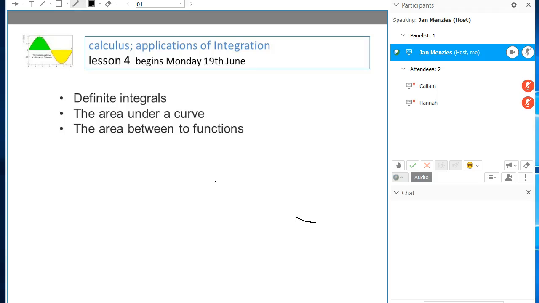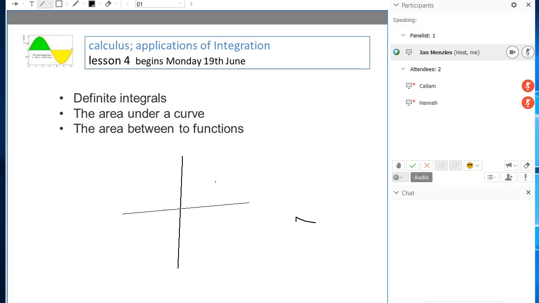We're continuing with looking at integral calculus, and now we've learned enough of the basic skills to start applying them. So the key concept is that an integral measures the area under or between two functions, and I'll just quickly show you this.